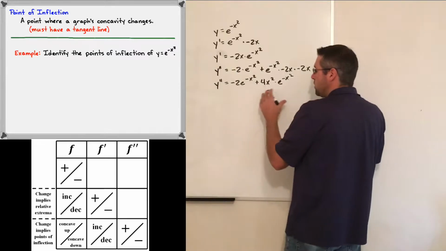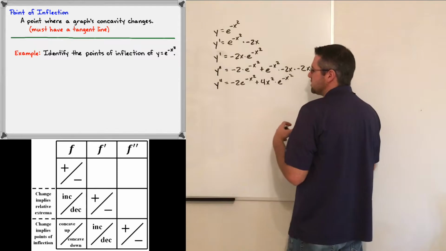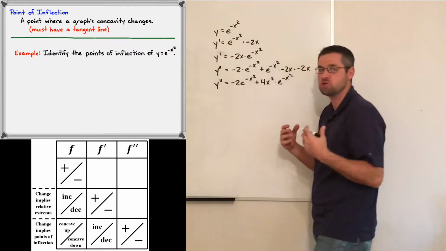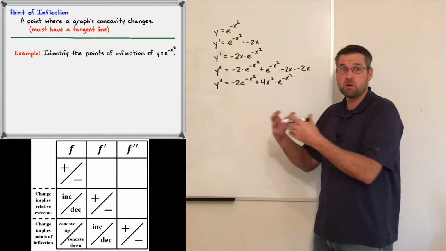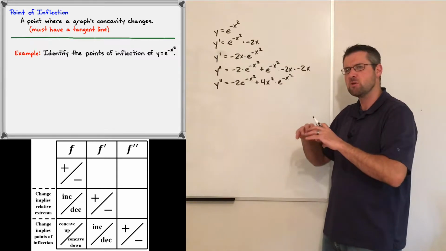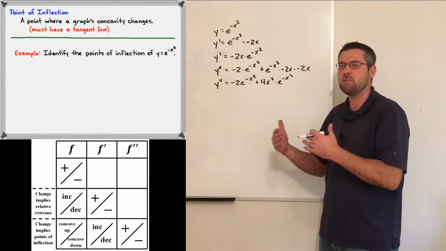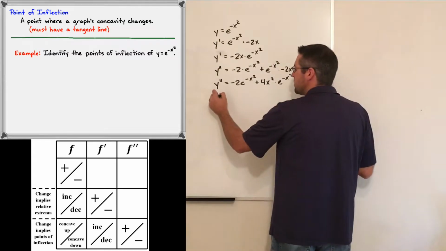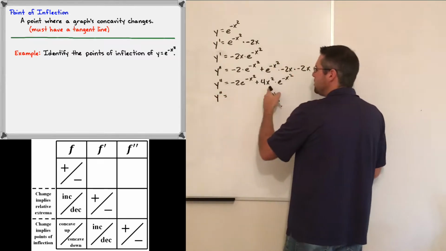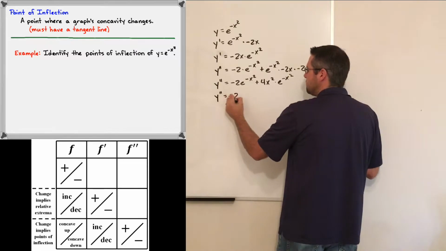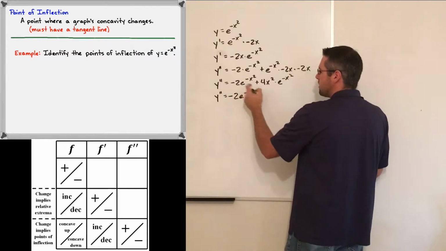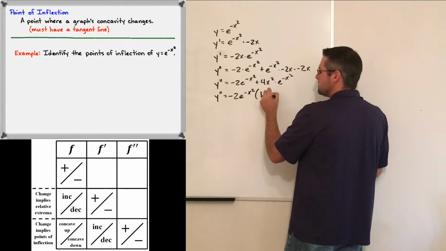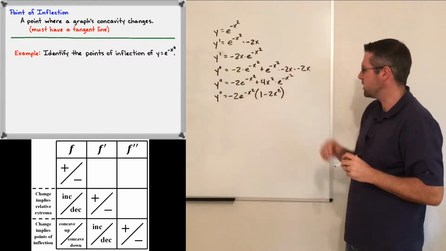So we would look for when the second derivative changes signs, just like if we're looking for extrema, we would look for when the first derivative changes signs. So the process is pretty much exactly the same. It's just we're looking at the second derivative instead of the first derivative. So we're going to go ahead and factor here. And we notice that we can factor out a negative 2 e to the negative x squared, and then what's left over here is going to be 1 minus 2x squared. And so there's our second derivative.